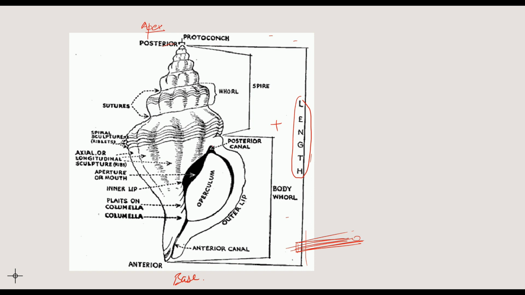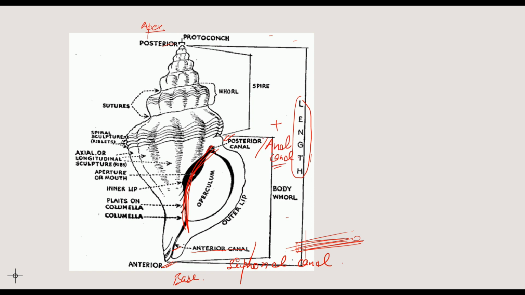You can see this is a canal, which is a tube-like structure. Here there are actually two canals. The first one is the posterior canal, which is present at the posterior end. That's why it is known as the posterior canal. The other canal is situated at the anterior side, so it is known as the anterior canal, also known as the siphonal canal, present at the anterior end. The canal at the posterior end is the posterior canal, also known as the anal canal.